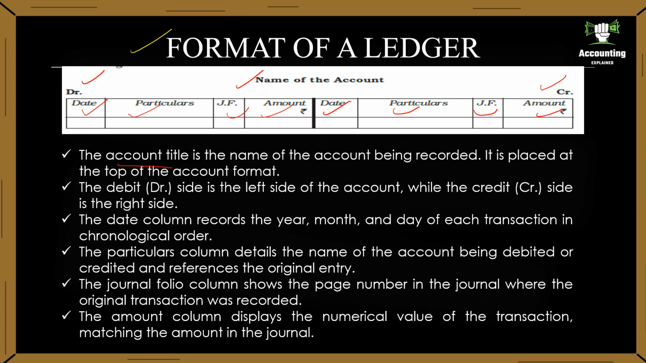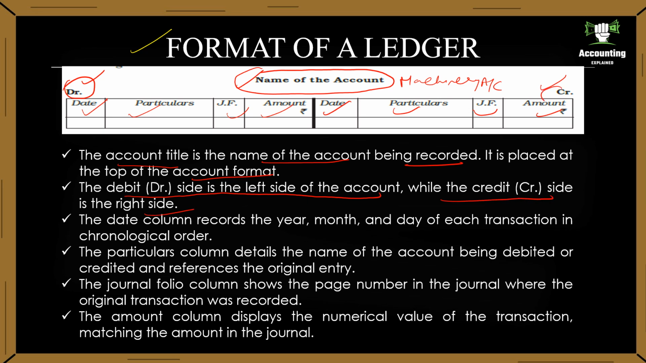The account title is the name of the account being recorded. So if you are going to open machinery account, the name of the account is machinery account, and it is placed at the top of the account format. The debit, DR side, is the left side of the account. The credit, CR side, is the right side. Whatever items are to be debited will be written on the left side, and whatever items are to be credited will be written on the right side.